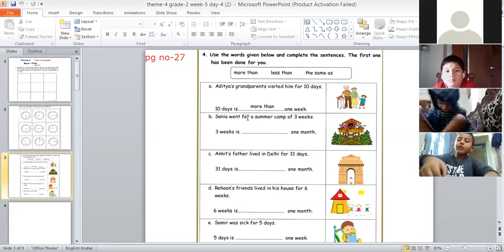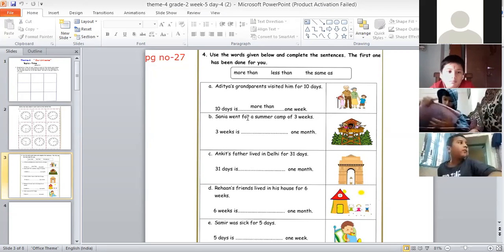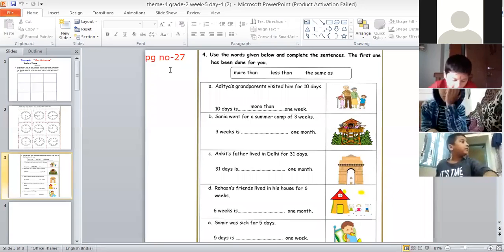Okay. So for this, first of all, you should know how many weeks are there in a month. How many days are there in a week? How many months are there in a year? How many days are there in a year?